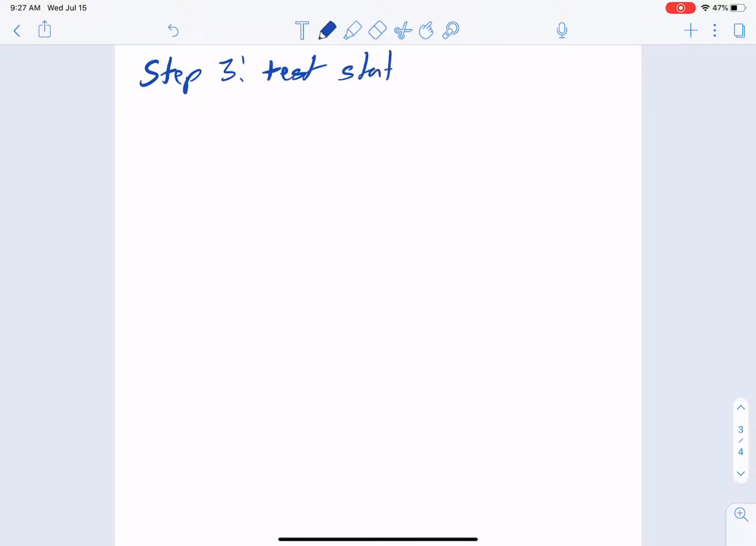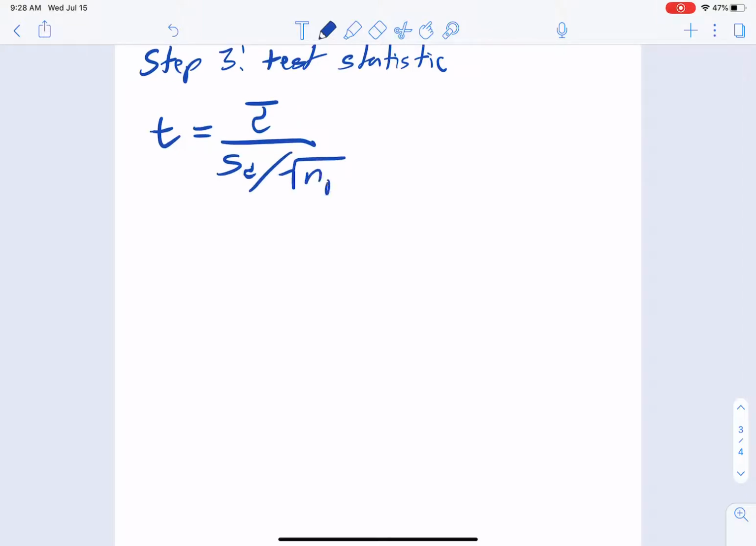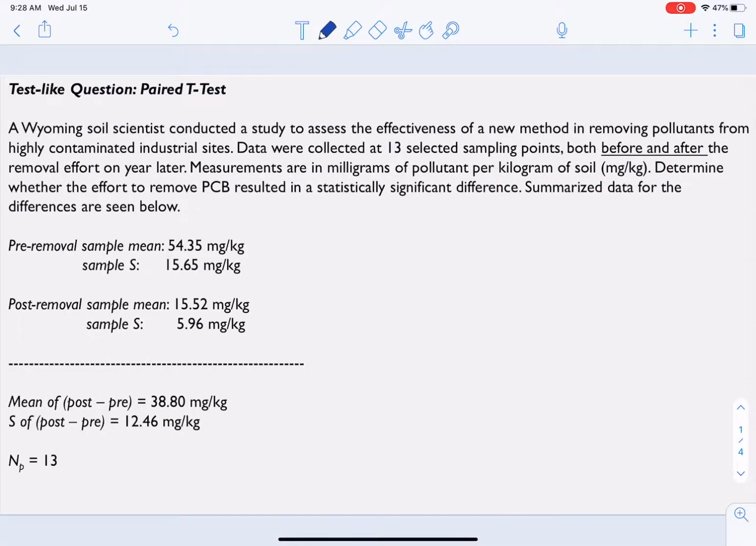Okay, so let's move on. We'll go into a new page here. Step 3, we've got to calculate that test statistic. Cool. Okay, so our t value, still working in the t world, equals, we take our mean difference, which is given to us, divided by the sample standard deviation of the differences, divided by the square root of the number of pairs that we have, right? That's that. So our D bar is, what was it? 38.8.